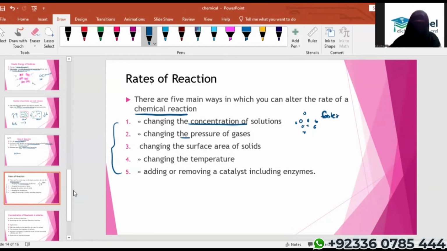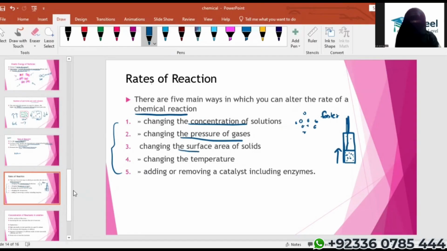The next is changing the pressure of gas. Let's say you have a tube containing oxygen gas. If you increase the pressure by pressing the plunger, the pressure of the gas will increase and we are going to squeeze all the particles, and so the particles will be in contact, which means they will be colliding with each other and there is an increase of successful collision. So, increasing the pressure will increase the rate of reaction.